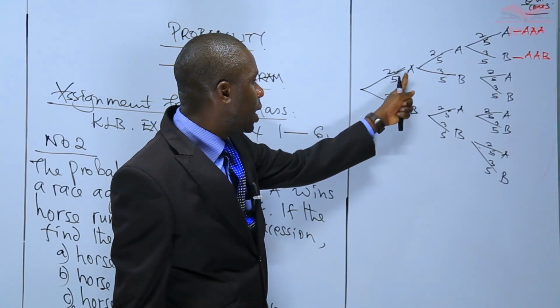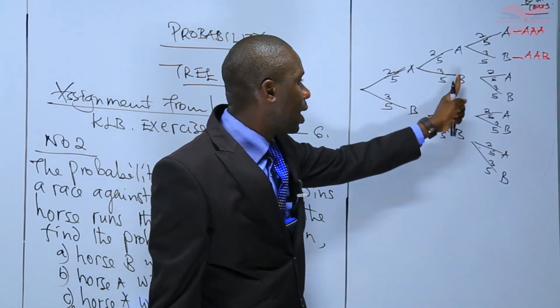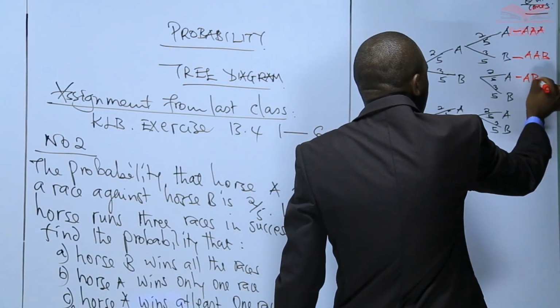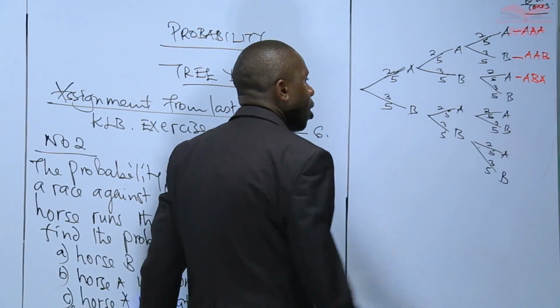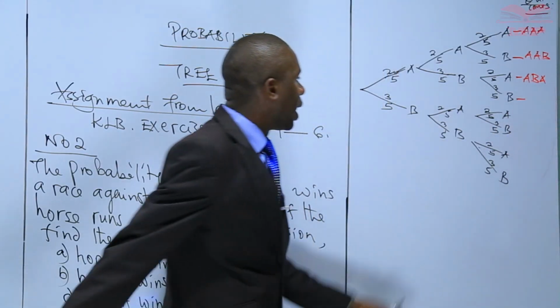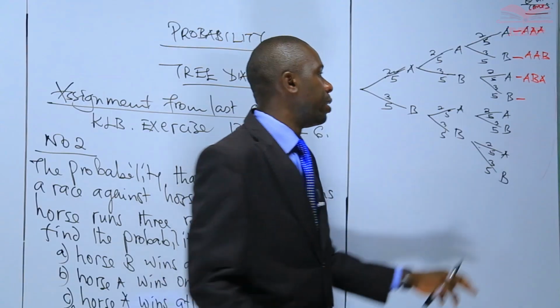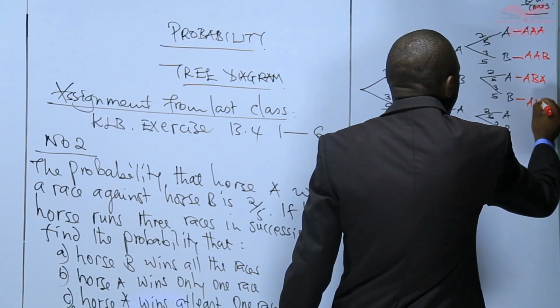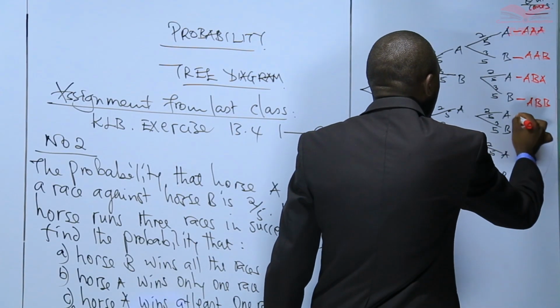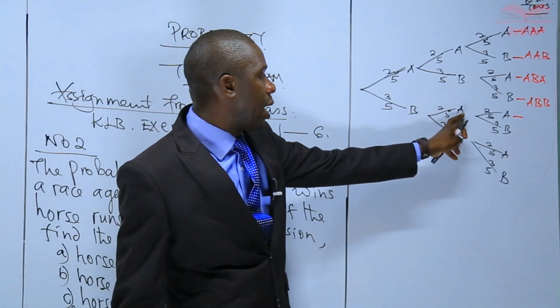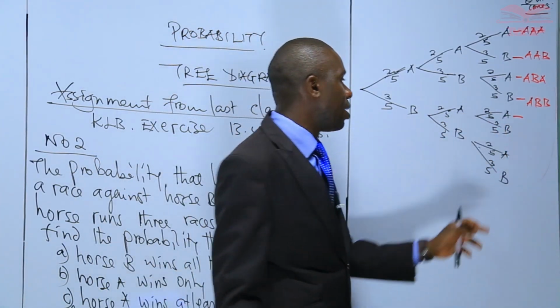Or we can have horse A winning the first, horse B the second, horse A the third. So that one will be horse A, horse B, horse A. Or we can have horse A winning the first, horse B winning the second and the third. So that will be horse A, horse B, horse B. Or we can have horse B winning the first, horse A winning the second, and horse A winning the third.